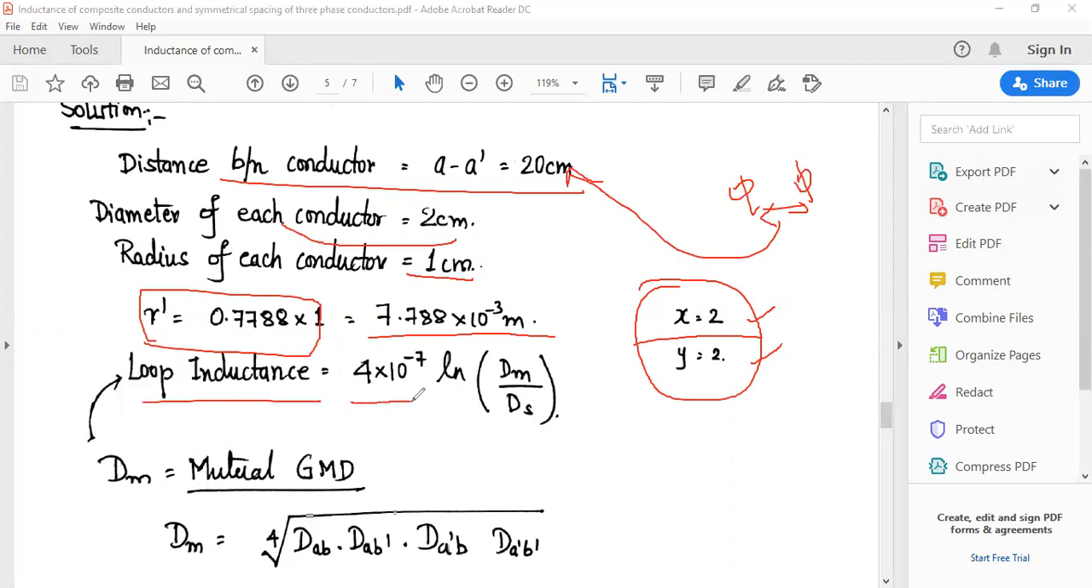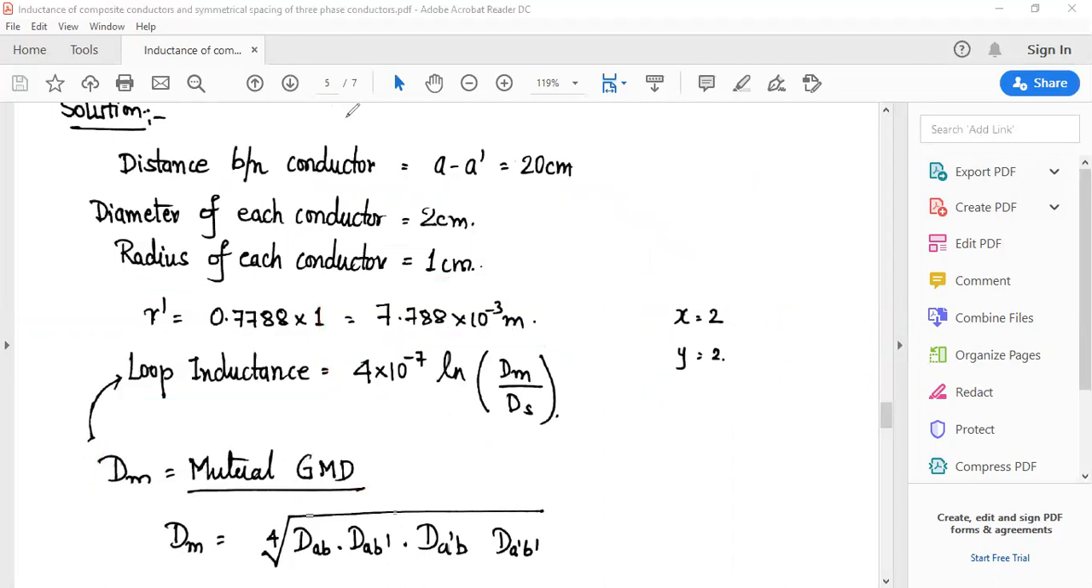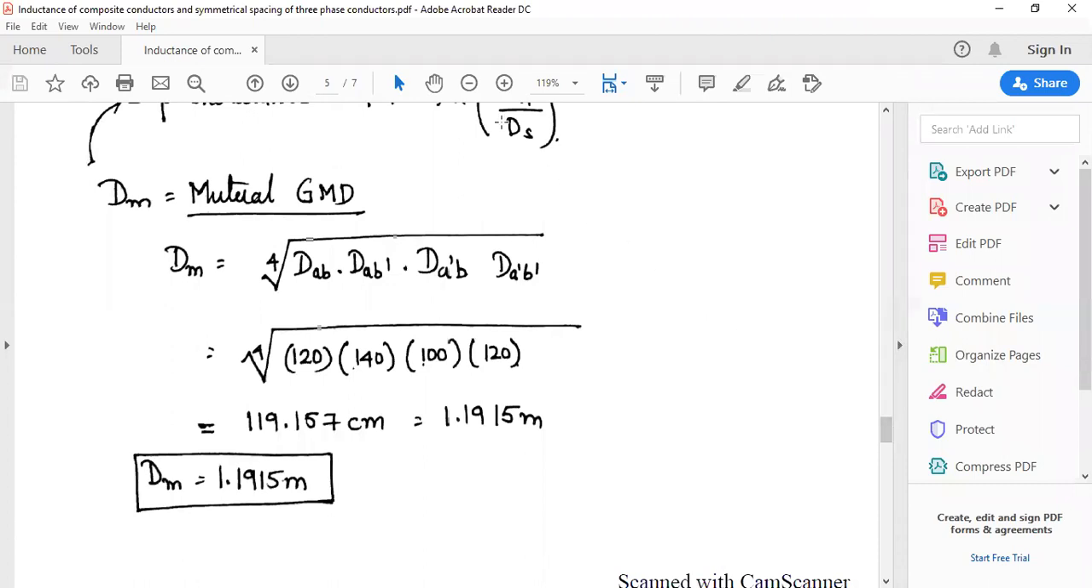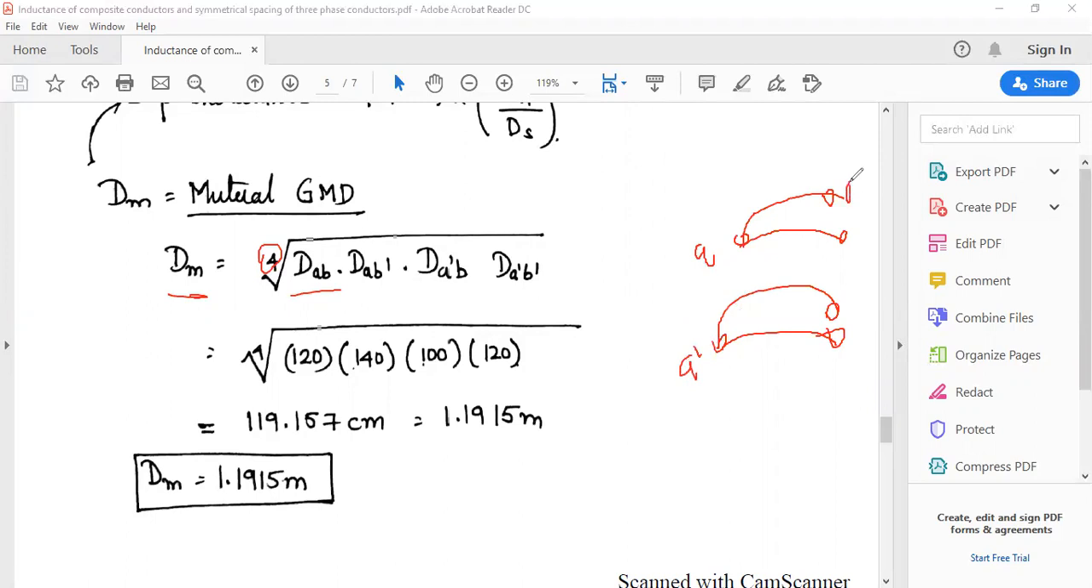So loop inductance is calculated as 4 into 10 power minus 7 ln of dm by ds. So dm is the mutual GMD. And next, if I want to calculate the mutual GMD, I can calculate it as the fourth root of the product, that is dm. So DAB: I told you for A, I have B and B dash, and for A dash again I have B and B dash. So DAB, DAB dash, then D A dash B and A dash B dash. So let me write it as A and A dash, A and B.